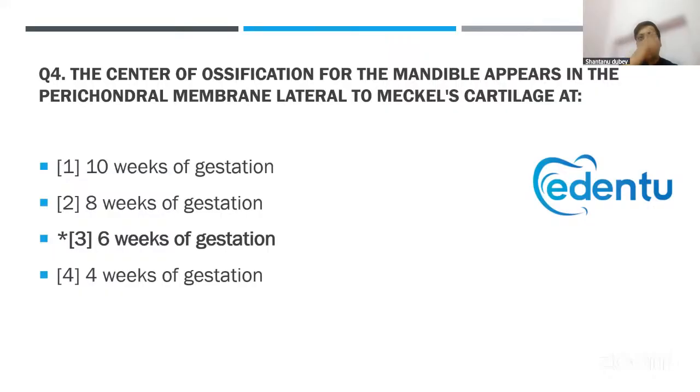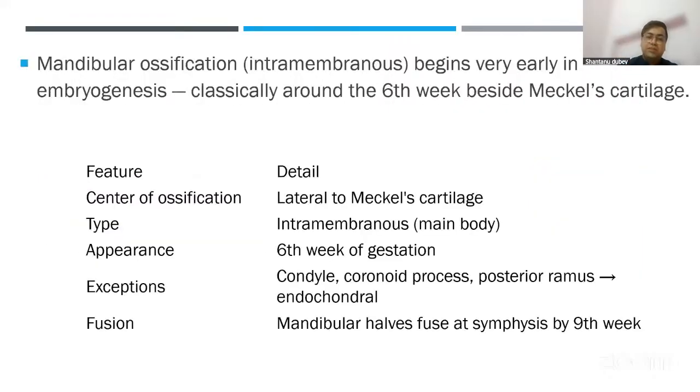Now this is also a factual question, but this is something that you learn in various subjects. You learn it in dental anatomy, in human anatomy, and in orthodontics also. They're asking: the center of ossification for the mandible appears in the perichondral membrane lateral to Meckel's cartilage. So they give one fact, but they're asking you the time. Is it 10 weeks of gestation, 8 weeks, 6 weeks, or 4 weeks? The answer is 6 weeks of gestation.